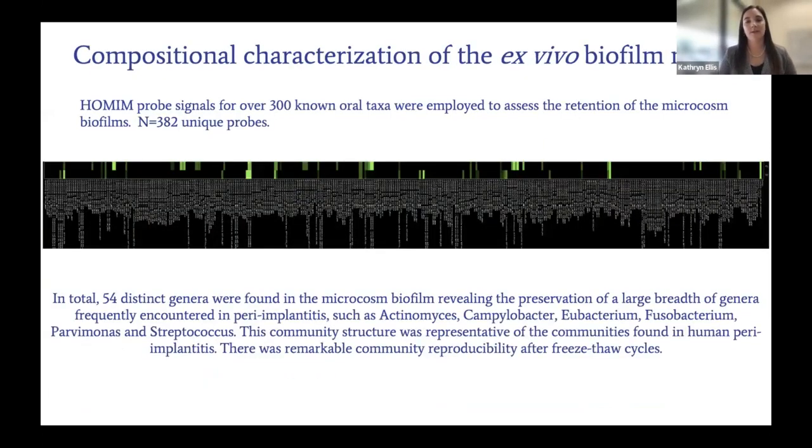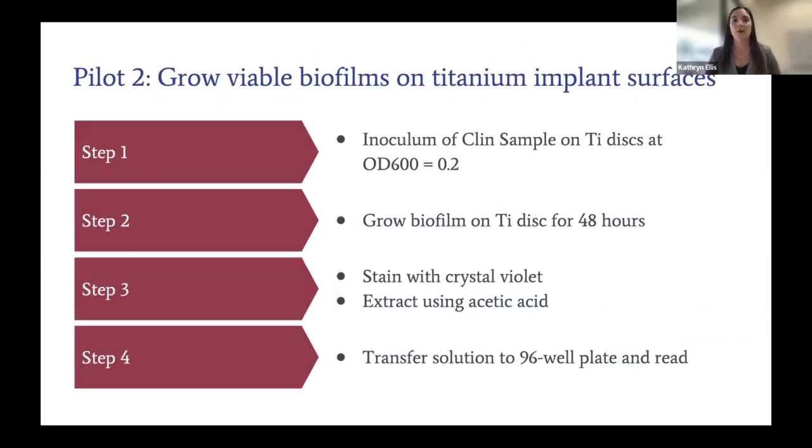We also characterized this biofilm using Hohmann probe signals, and we found 54 distinct genera in this biofilm that were very representative of communities that are found in human peri-implantitis. The other thing to note here is that there was remarkable community reproducibility after freeze-thaw cycles with this biofilm model. So the next thing we had to do was grow these on titanium implant surfaces.